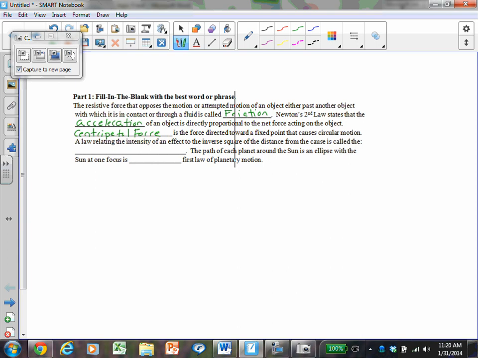A law relating the intensity of an effect to the inverse square of the distance from the cause is called the inverse square law.